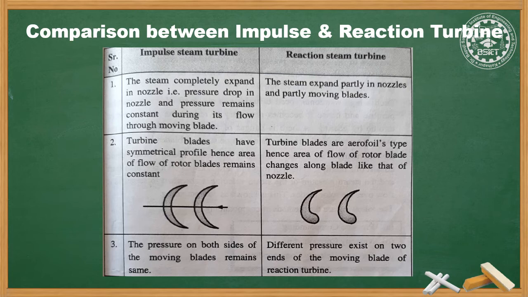In impulse turbine, turbine blades have a symmetrical profile, hence the area of flow of the rotor blade remains constant. Whereas in reaction turbine, turbine blades are of aerofoil type, hence the area of flow of the rotor blade changes along the blade like that of a nozzle. The pressure in impulse turbine on both sides of the moving blade remains constant, whereas for a reaction steam turbine, different pressure exists on the two ends of the moving blade.